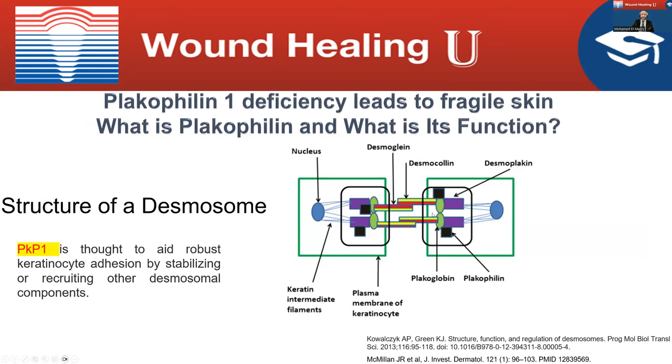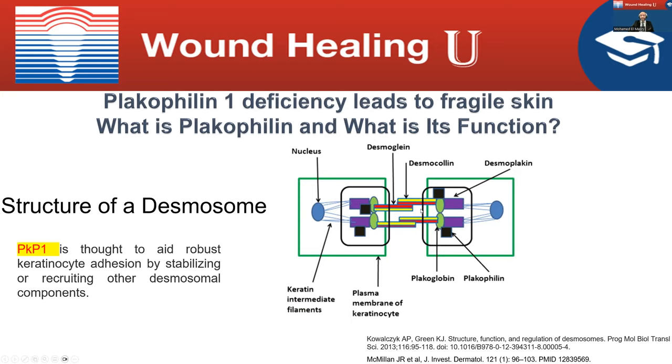This is a cartoonic representation of the microstructure of the desmosome. You can imagine the green outline is a cell, and the other side is another cell with the nucleus, indicated by blue color. This filament is the intermediate filaments. To connect this cell with the other cell, there are multiple components, and that's what we call the desmosomal junction or the desmosome structure.